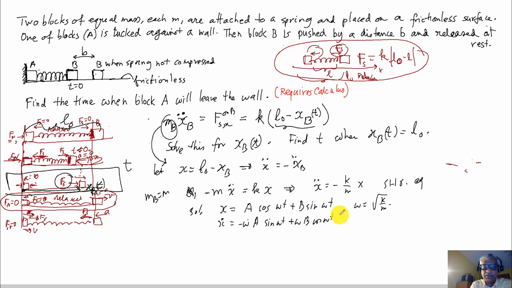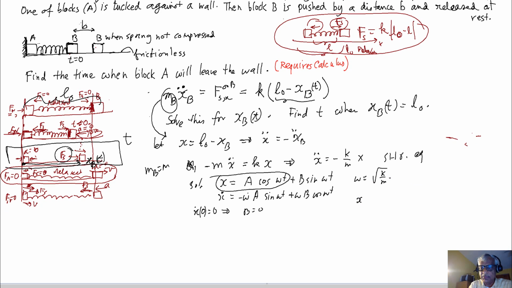And now when we set x dot at time 0 equal to 0, that just makes b equal to 0. So the solution is just this part, that's the only part. So x equal to a cosine omega t. We need to find a.